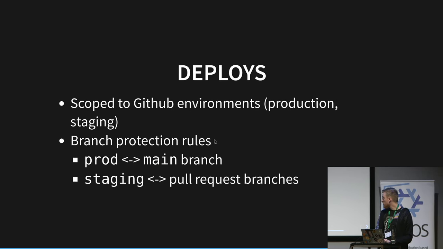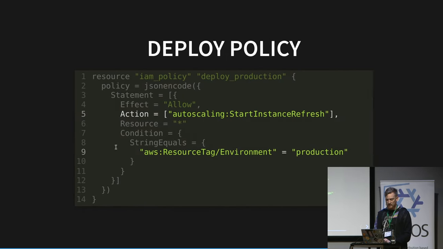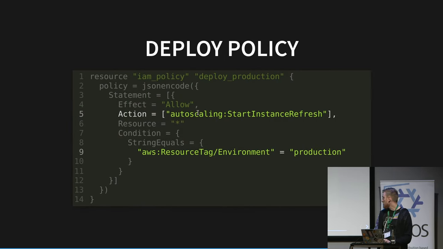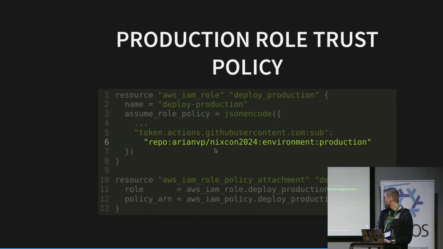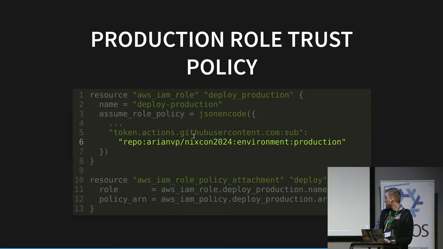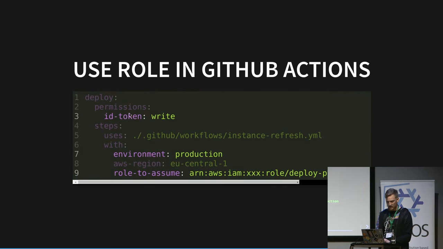Similarly for deploys, we scope them to GitHub environments, and then we have branch protection rules that say only the main branch can push to production, and the staging branch can only be pushed to from pull requests. Then we can set up a deploy policy, so you can only do deploys to auto-scaling groups that have the tag production. And you can only assume this role if you are a GitHub Actions workflow that targets a production environment. And then you can use that role in your GitHub Action.